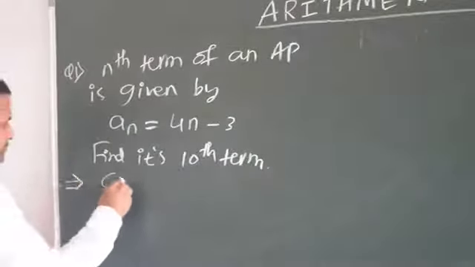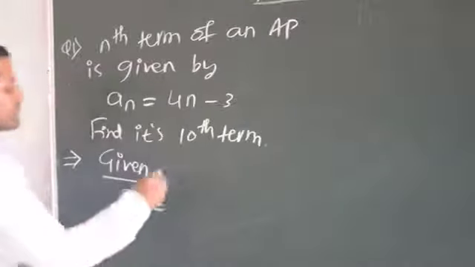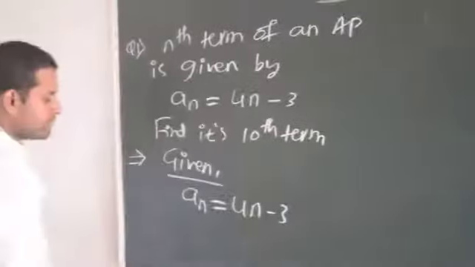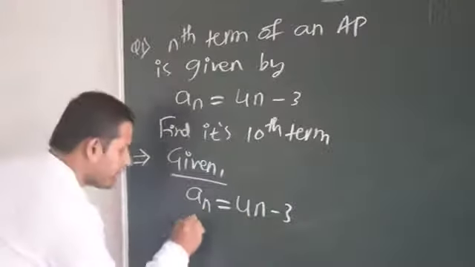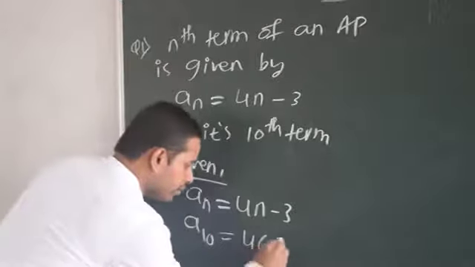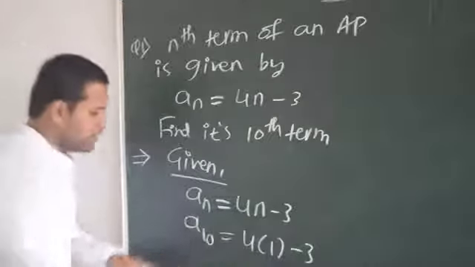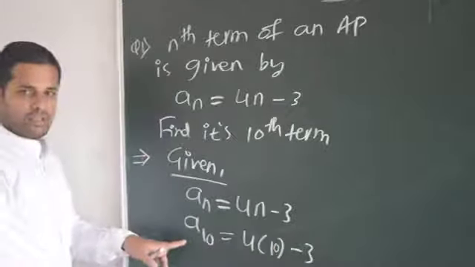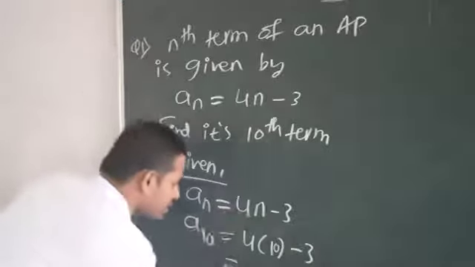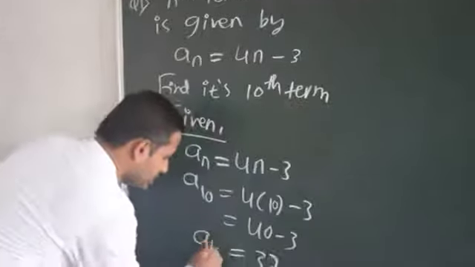Given, what is given? Tell me. Nth term, an is equal to what is given? 4n minus 3. Okay, find its 10th term. Nth term is given, no? So you have to find the 10th term. A10 is equal to 4 into 10 minus 3. Nth term means 4n is there. 10th term means 4 into 10 will be there, no? Yes or no? Instead of n, I have put 10, so here also I have to put 10. So it becomes 40 minus 3, that is 37. 10th term is 37.